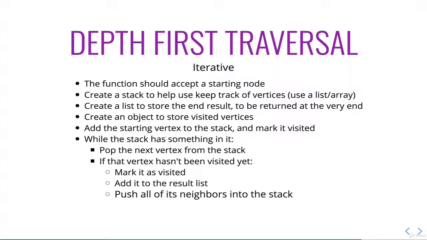Okay, so as long as the stack is not empty, I would just check as long as it has a length, pop the next vertex from it. If it hasn't been visited yet, mark it as visited, add it to the results list, and push all of its neighbors onto the stack. So I'm just going to use another forEach, but rather than recursively calling another function, we're just going to push them onto the stack and use that stack rather than the call stack to keep track of where we are. I'm going to use just an array to do it. And then at the very end, we need to return the result array.